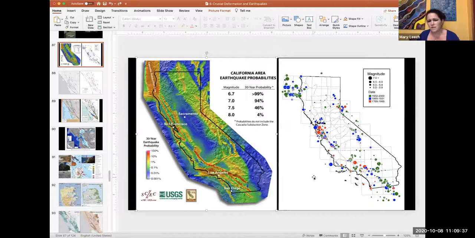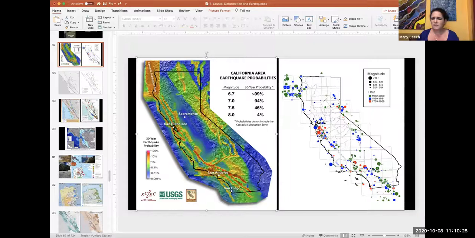So that says, I can't read the date. This is from, so green is 1932 to 2000. Blue is 1869 to 1931. Red is 1769 to 1868. So this is 1769 through 2000. So this must be a recreation or an estimate from all of the trench work that has been done. So they can look at the offsets on faults in the trenches that they dig across faults and estimate the size and location of different earthquakes historically, because they didn't have seismometers measuring these back in 1769, right? So that has to be from trench work.